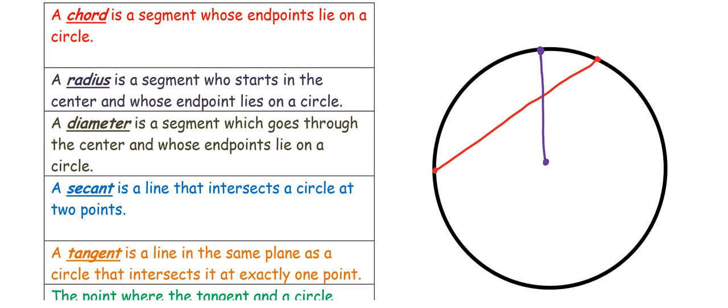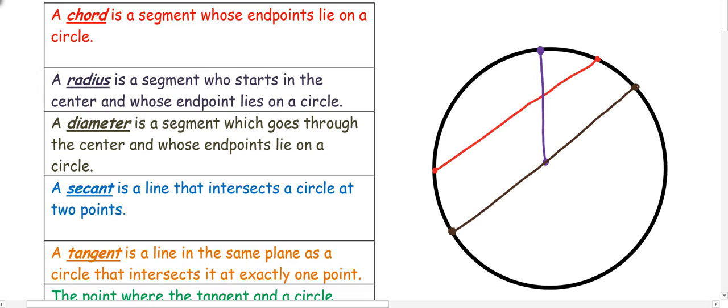The diameter then goes across the whole circle. A diameter is a segment that goes through the center and whose endpoints lie on the circle. So if the center is right there, we have this line going through it. This is going to be a diameter. A diameter is a special type of chord because both endpoints are on the circle, but it's also going through the center.